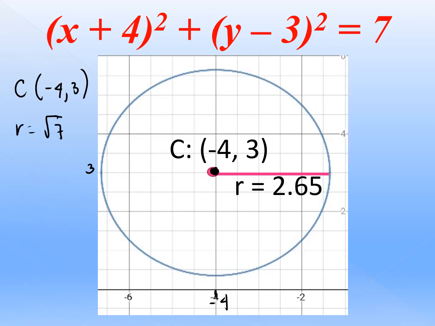So simplifying square root of 7 using your calculator, square root of 7 is approximately equal to 2.65. So therefore, you're going to count 2.65 upward, downward, left, and right from the center of the circle. That's the reason why I'm going to count from this center, 2.65 upward, downward, left, and right of this center. From that, we can now form a circle. So this is the graph of quantity x plus 4 squared plus quantity y minus 3 squared is equal to 7.